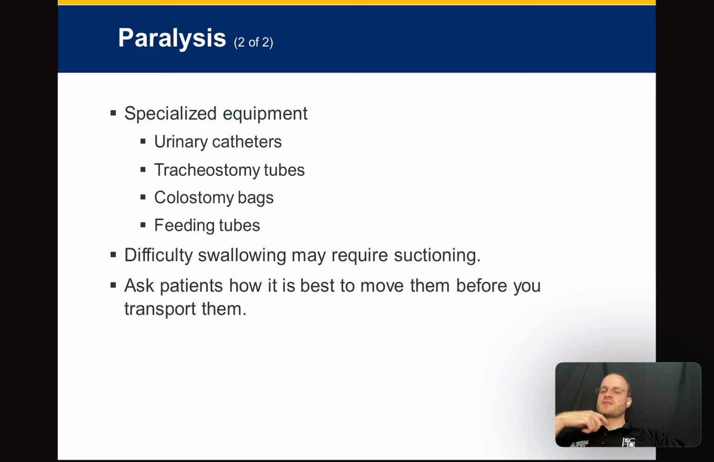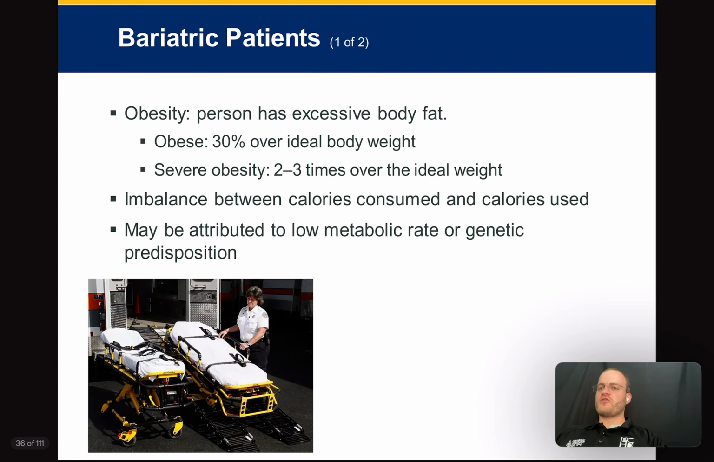Tracheostomy tubes, we're going to talk about what that is. Colostomy bags, this is where we pull the colon out into the abdominal wall, and then the patient will defecate into a bag. I'll show you what that looks like. Feeding tubes, this is where we'll put a tube in the stomach or the intestine to feed the patient and maintain their nutrition. Also, they could have difficulty swallowing, and that could require suction, so be aware of that as well. It's not uncommon after a stroke for the patient to not be able to swallow.